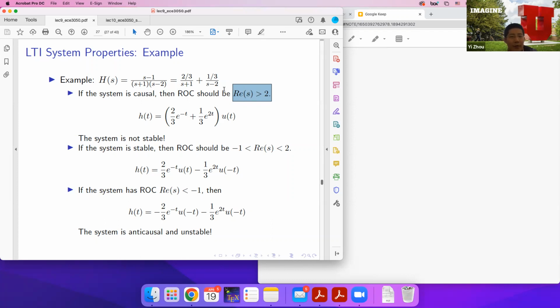Once we have this ROC, we can go back and find the inverse of this Laplace transform. So this reduces to the examples that we have discussed previously. Given such a Laplace transform and this ROC, we look into the table and we can find the inverse, which takes this form. You can see that it is indeed a causal signal, a causal impulse response, because of this u(t).